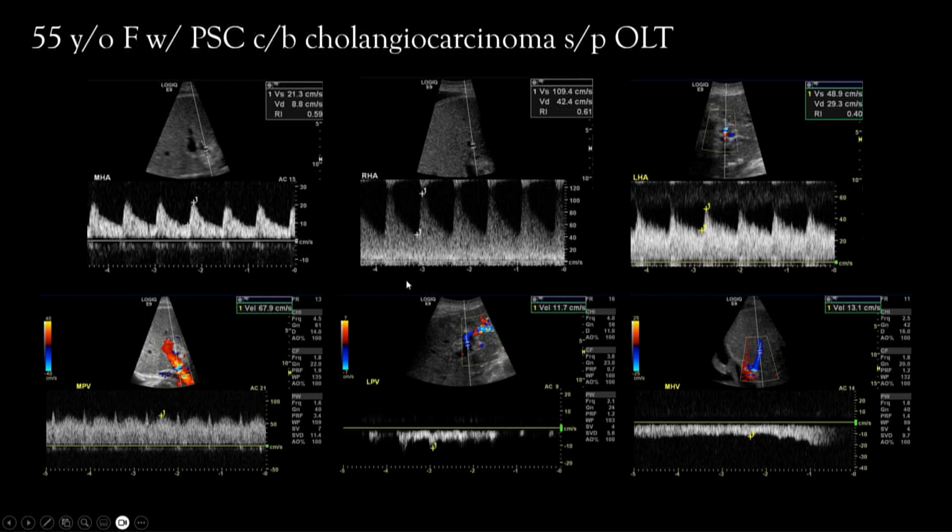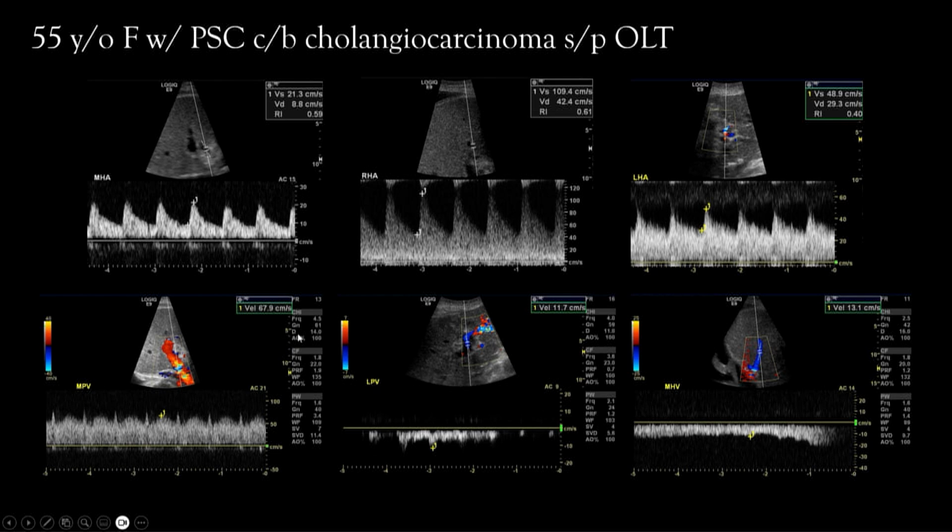Okay, so this is a patient with PSC who had a cholangiocarcinoma, eventually underwent a liver transplant. So I'm showing you a lot of images here, but let me just sort of walk you through these. So looking at the main hepatic artery, the waveform looks pretty normal. RI is in the normal range. Looking at the right hepatic artery, RI is also in the normal range. But when we get to the left hepatic artery, we see that we're all the way down at 0.4. So lower limit of normal is generally 0.5.